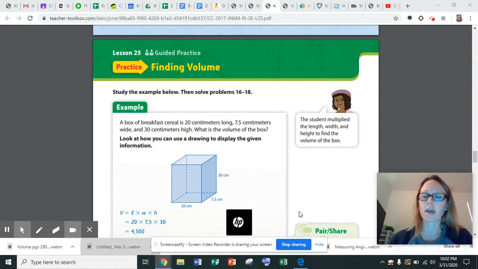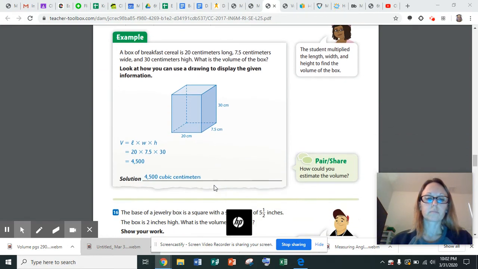So this first example is a box of breakfast cereal that is 20 centimeters long, 7.5 centimeters wide, and 30 centimeters high. What is the volume of the box? So you simply multiply length times width times height. Length times width times height. Okay, and then they came out with 4,500 cubic centimeters.